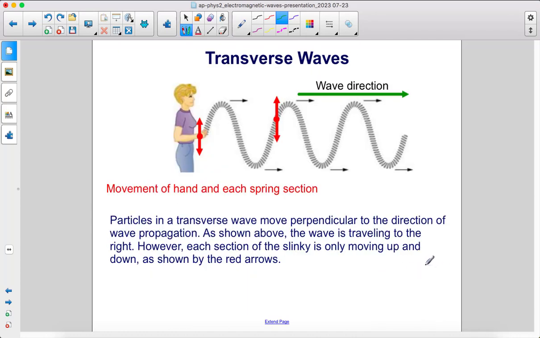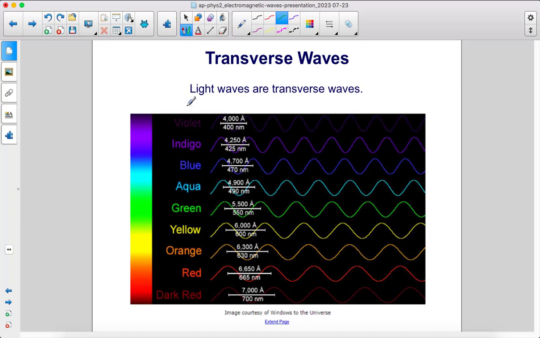Particles in a transverse wave move perpendicular to the direction of wave propagation. As shown above, the wave is traveling to the right. However, each section of the slinky, so like one little piece here, is moving up and down, as shown by the red arrows. And the person's hand to create this wave is moving up and down, even though the wave is traveling to the right. They are perpendicular to each other. Light waves are transverse waves.